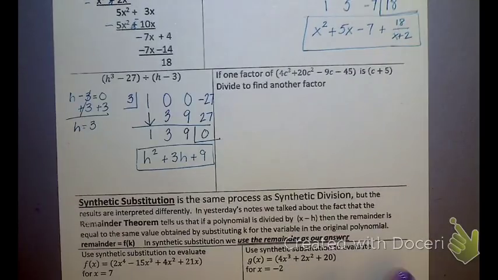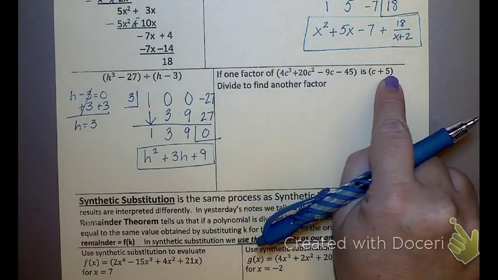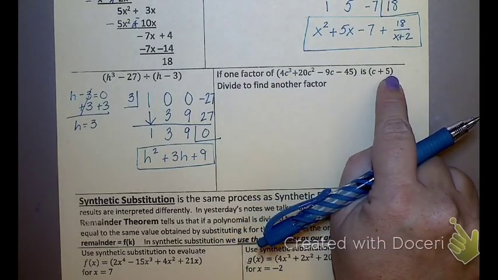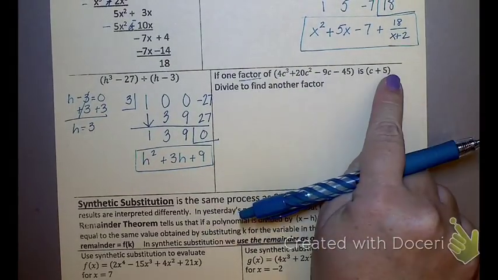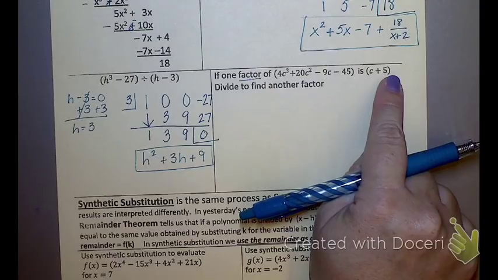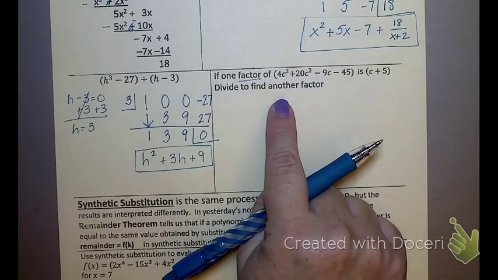Okay? All right. If one factor of this is c plus 5, what does it mean to be a factor? What did we learn yesterday? The remainder is 0. So that tells me when they say it's a factor, if I divide, I'm going to get a remainder of 0. It says divide to find another factor. Now, on the test, it might just say find another factor. It might not give you that hint to divide.